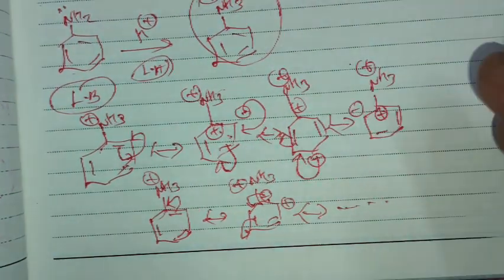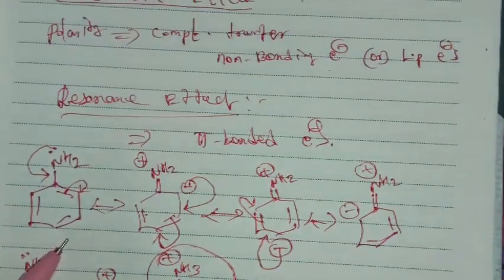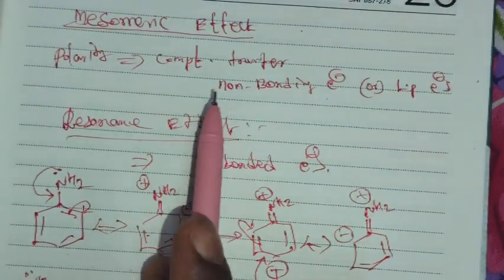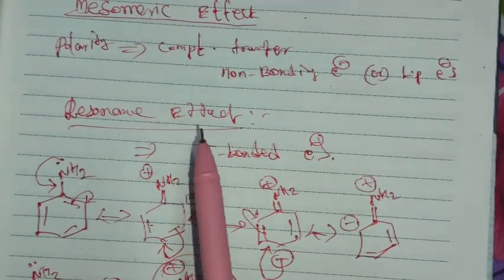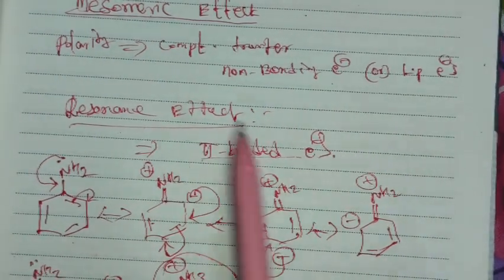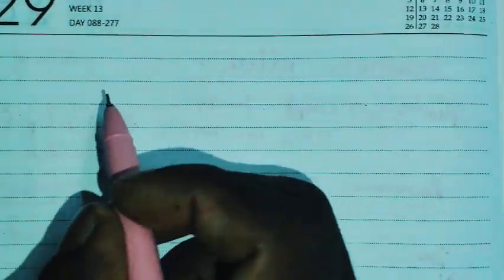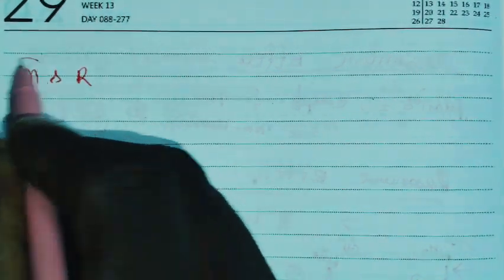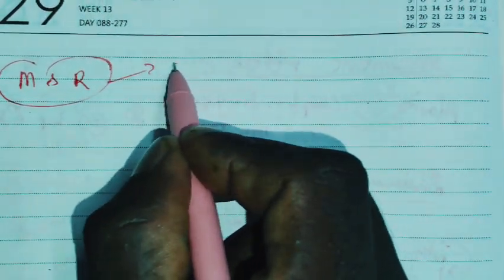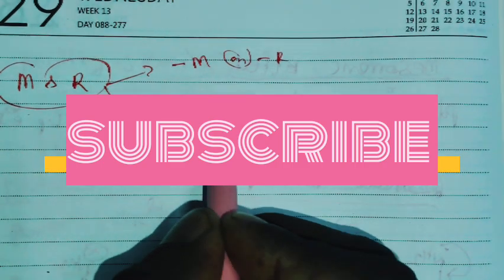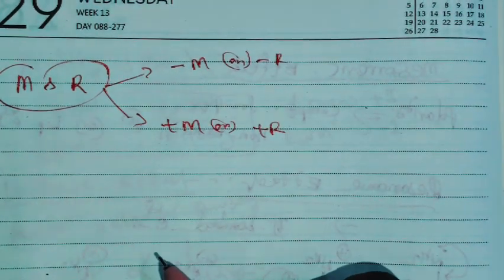So from our discussion, the polarity developed by complete transfer of a non-bonding electron is the mesomeric effect, and the polarity developed by complete transfer of a pi bonded electron is the resonance effect. Next, the mesomeric effect and resonance effect, that is the M effect and R effect, can be classified into two types: one is the minus M effect or minus R effect, and the other is the plus M effect or plus R effect.